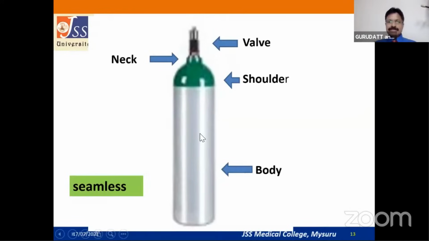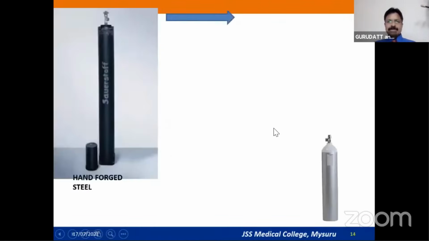Seamless means no joints. If the cylinder has a joint, that would be the weakest point, and highly compressed gases with high pressure will be inside. If there is a joint, it can give way, and there can be the problem of leaking of the cylinder. So this is one of the safety features of the cylinder make, that it has a seamless body. Now coming to the material with which the cylinders are made.